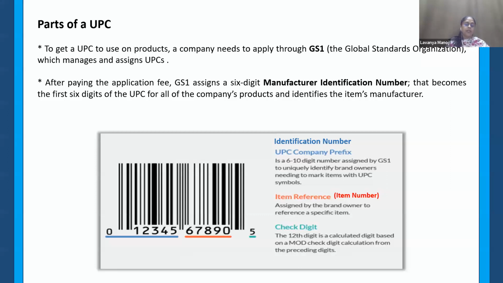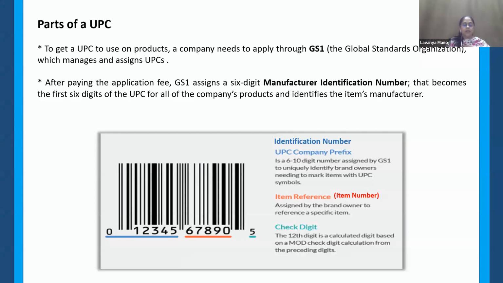After I give the application with the item numbers for all of my products, different item numbers for different products, whatever product I'm planning to have the UPC number for, in the application I'll mention all the item reference numbers. That is a 5-digit number, and I'll submit the application. After receiving the application, they will provide the universal product code.